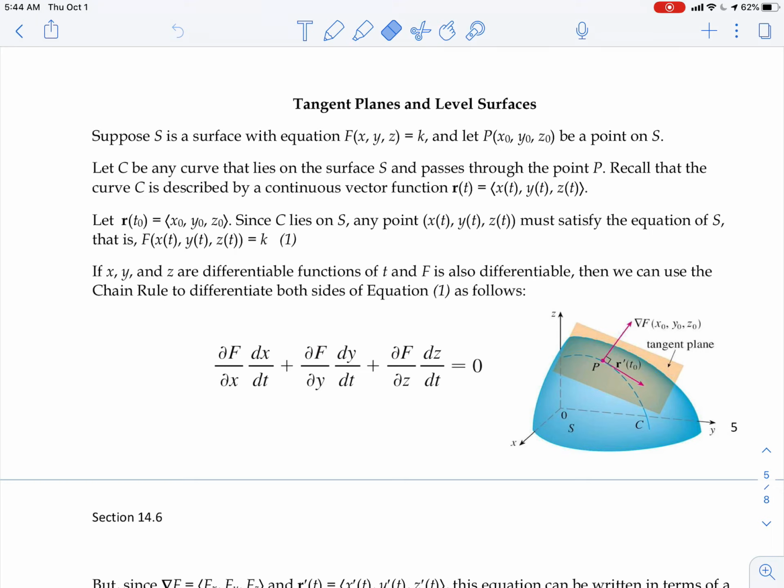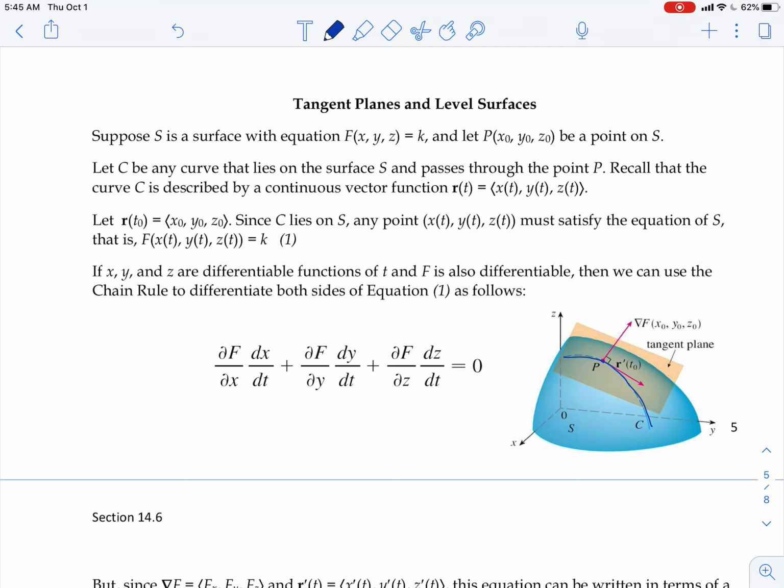Let C be any curve that lies on the surface S and passes through the point P. So again, here you see C on our surface, and P is on that. And recall that we can write the curve as a vector function of x of t, y of t, and z of t. It means that we can let r at our initial time be x sub 0, y sub 0, and z sub 0, so at our point P.